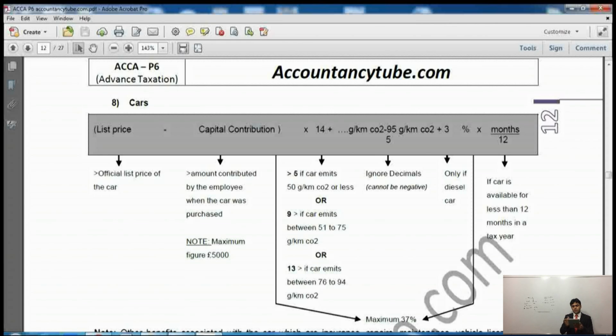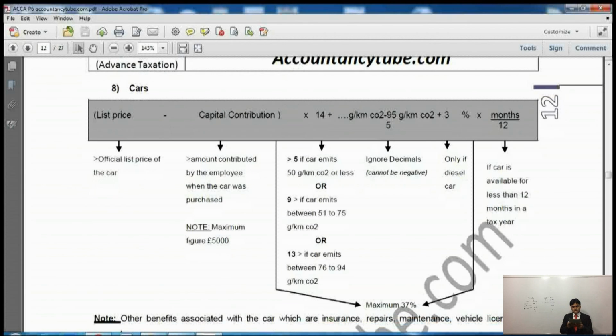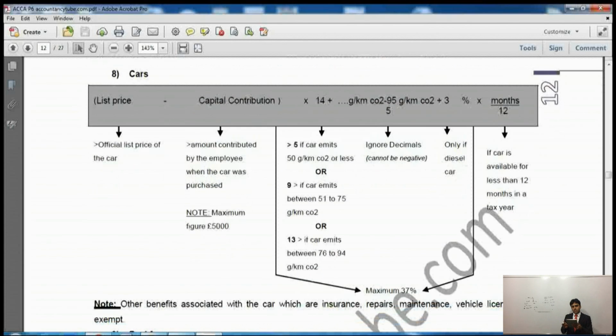Now this percentage which we will calculate, the end percentage, can maximum go to 37%. It cannot go beyond that. The maximum it can go to is 37%. It says just beneath that, just above the note, that the maximum it can go is 37%. We will do a little question after that, then you will understand it better. But this is the formula to calculate it.